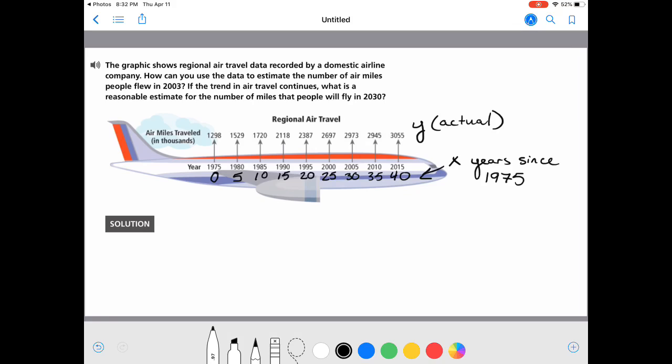So our years since 1975 are going to be our X value, and our air miles traveled is going to be our Y, our actual Y value. So this is the actual amounts of air travel.